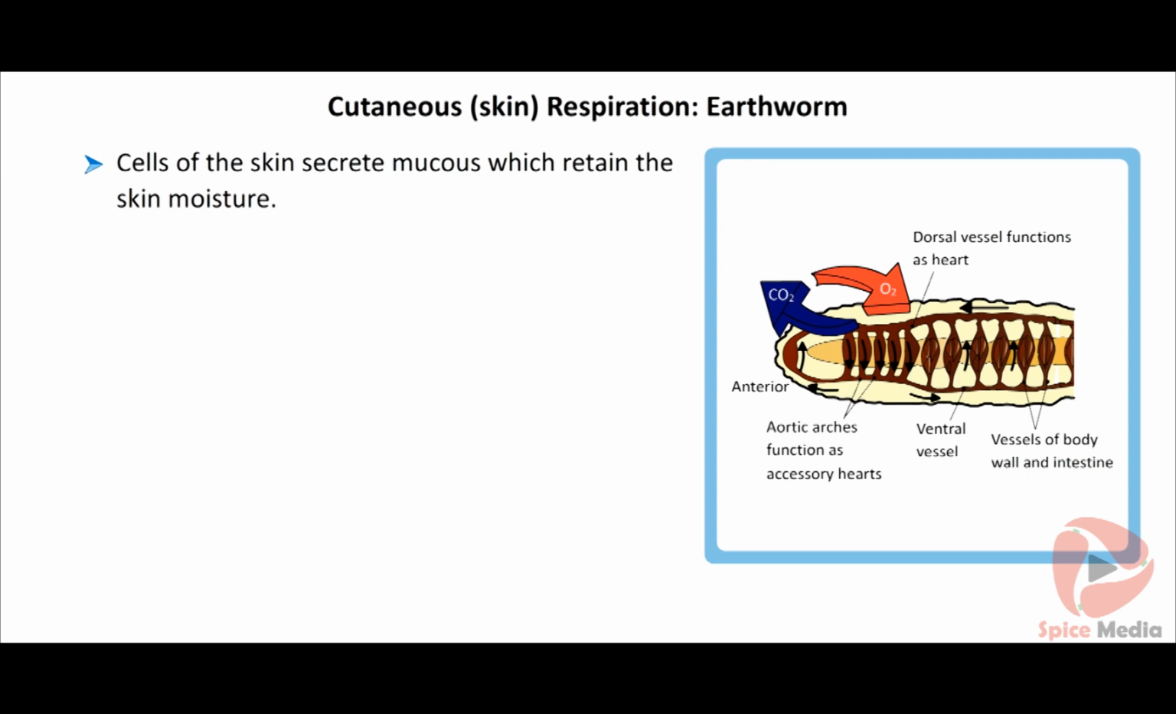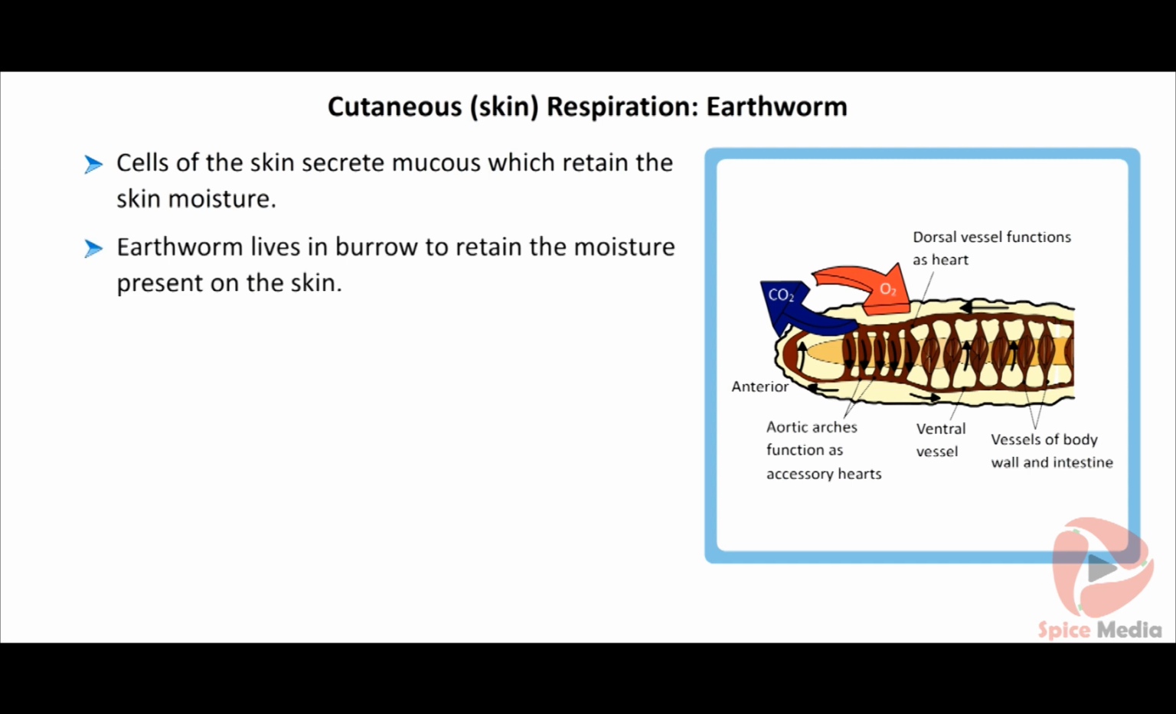Cells of the skin secrete a sticky fluid called mucus. Mucus absorbs water and prevents the skin from drying up. Earthworm lives inside the burrow, which is usually cool and moist. This helps to retain the moisture present on their skin. These are the three ways by which earthworm retains moisture in the skin to facilitate gaseous exchange.